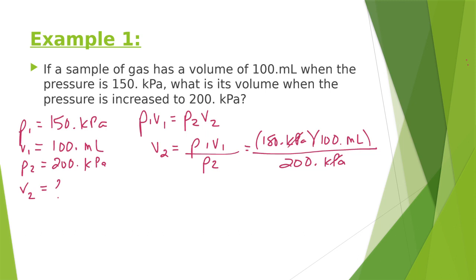And consider what you're doing here, right? So you're increasing the pressure, and we know that Boyle's law is an indirect relationship. If I'm increasing the pressure, my volume should be going down. And when you do the math and you do your calculation, it does. You get a volume of 75 milliliters. We need 3 sig figs, so we have to add in a 0 there to round that out.